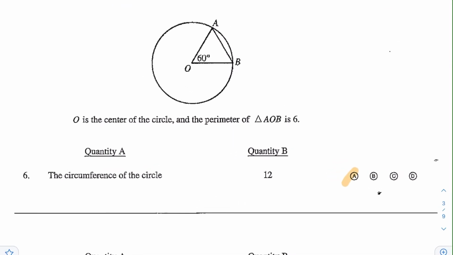Next, for number 6, O is the center of a circle, and the perimeter of triangle AOB is 6. So here you know that O is the center of a circle, which means that OA has to be equal to OB, since they're both radii. And the radii are all equal. So you know that triangle AOB has to be isosceles, which means that the two opposite angles, these are the base angles, are also going to be equal.